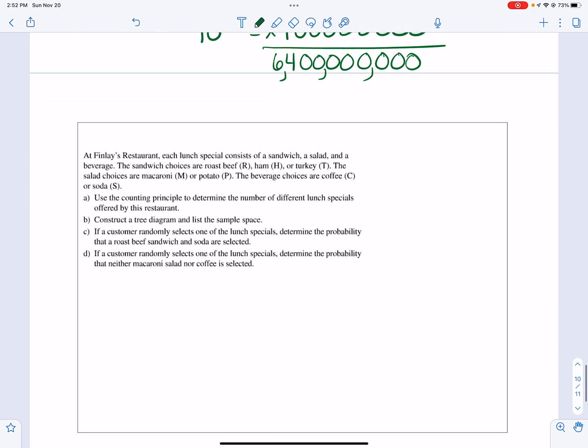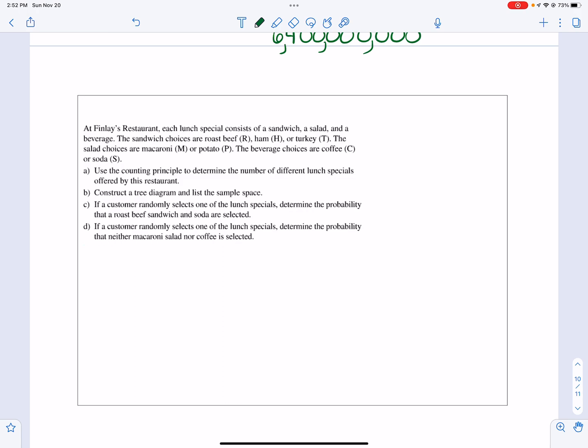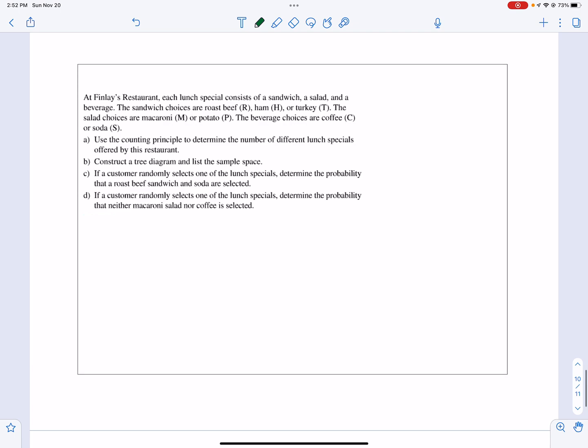All right, the last two examples are going to be similar to the ones that you're going to see in your homework. Now, you obviously are going to have to choose the correct tree diagram, but we're actually going to make it by hand, okay?